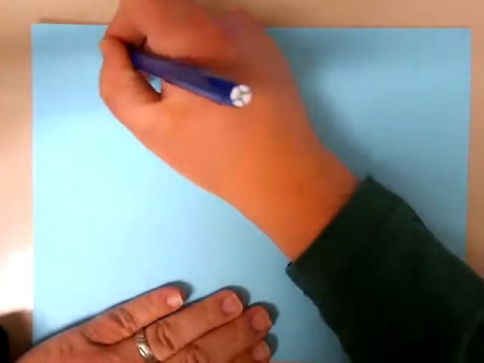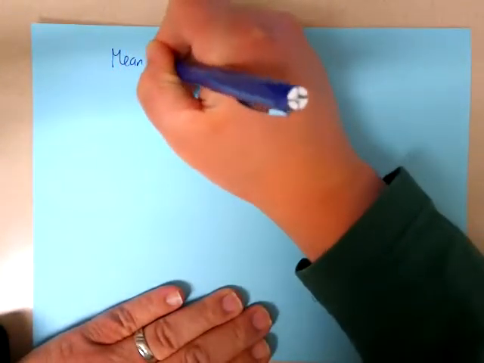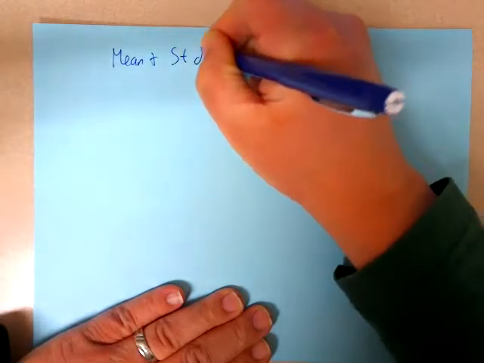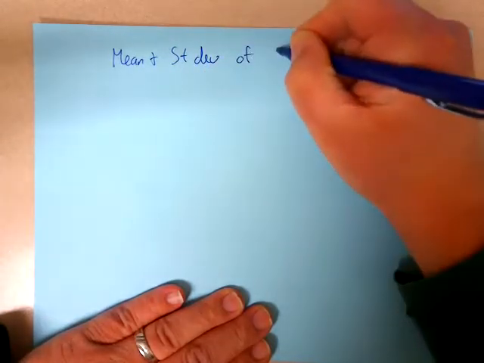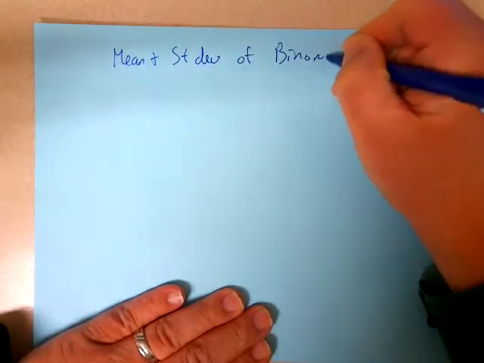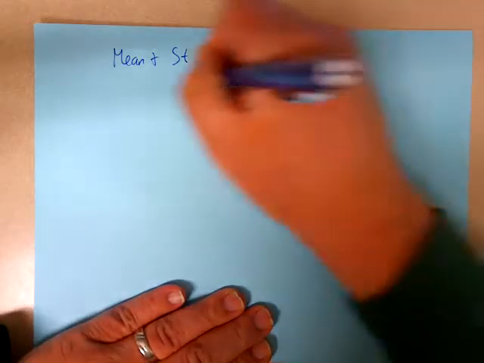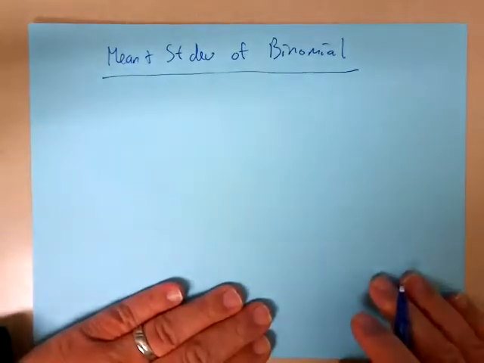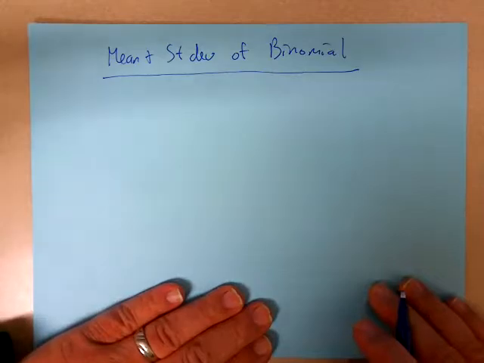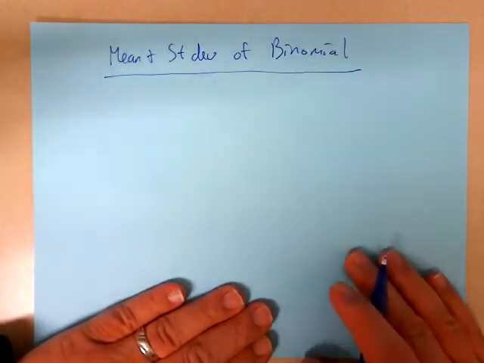Okay, so we have one last thing to talk about, and that is how to find the mean and standard deviation of a binomial distribution. So, mean and standard deviation of the binomial. And as it turns out, there's some formulas that make this very, very easy to do.